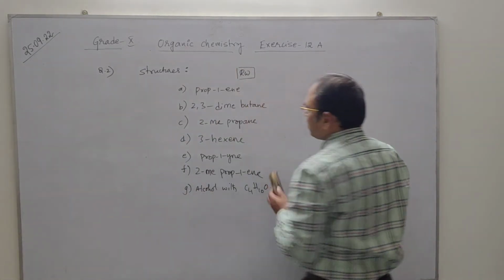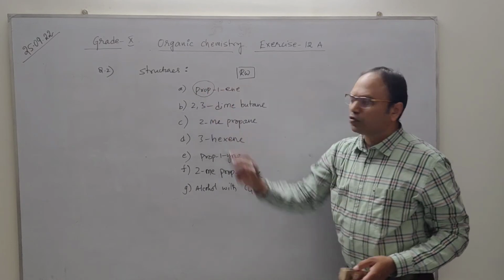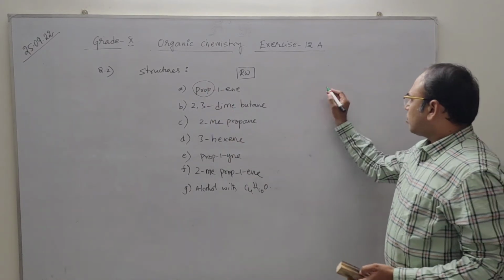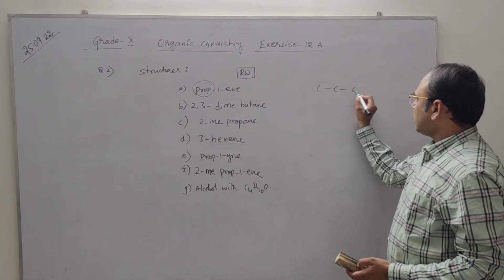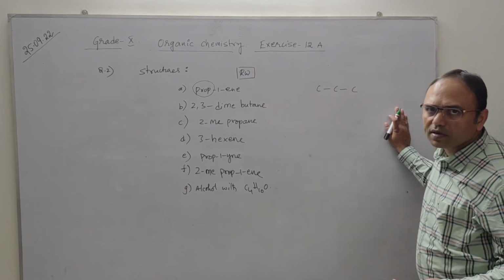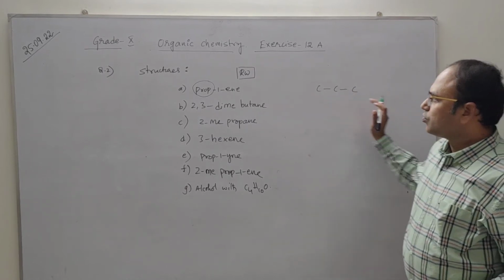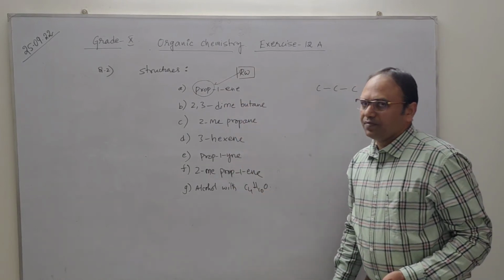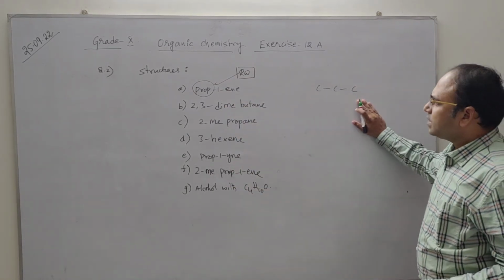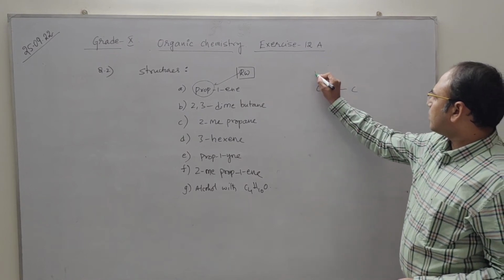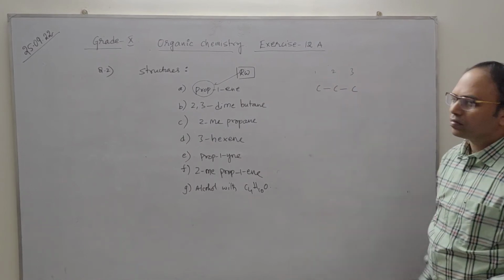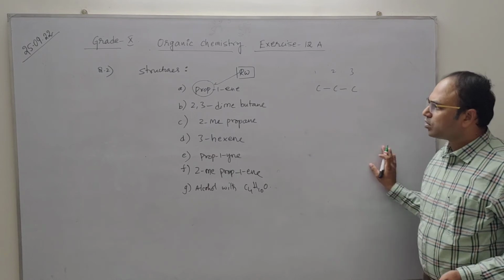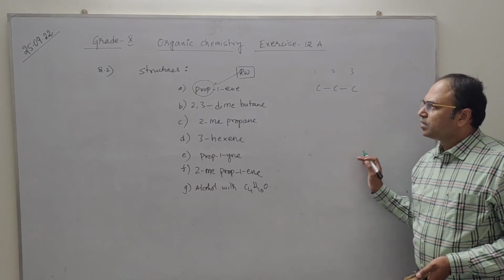Now the first and foremost thing, you have to see the root word, prop. Therefore, write 3 carbons with single bonds. Later, if a double bond is there, we will change it, no problem. So first and foremost, see the root word in all these names. Write 3 carbons, then give numbering from left to right. Always we will follow left to right when giving the structures.